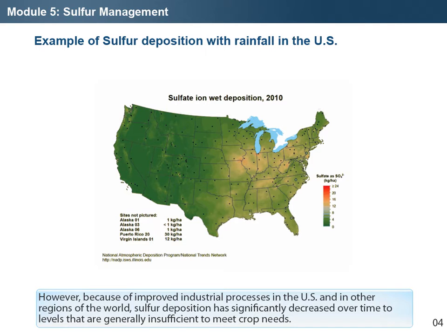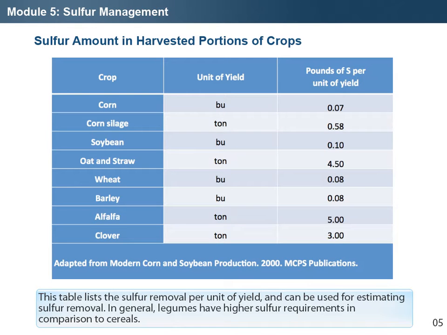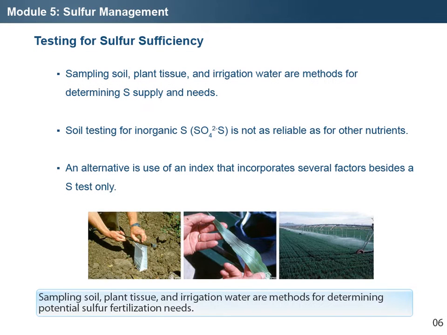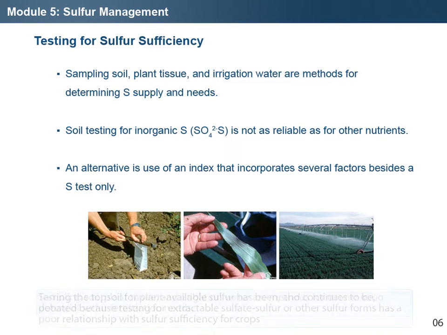to meet crop needs. This table lists the sulfur removal per unit of yield and can be used for estimating sulfur removal. In general, legumes have higher sulfur requirements in comparison to cereals. Sampling soil, plant tissue, and irrigation water are methods for determining potential sulfur fertilization needs.